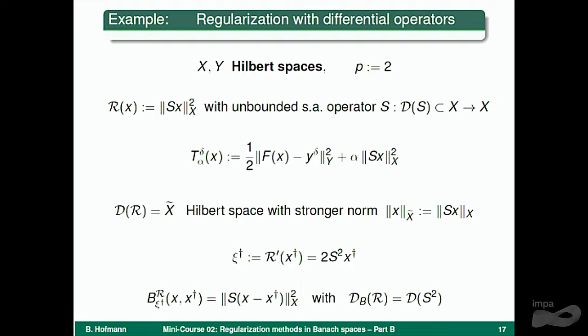Second form of Hilbert space situation: you take instead of the norm here S applied to the norm, and S is an unbounded self-adjoint operator. You can do the same things. The subgradient attains the form that S squared appears here, and this Bregman distance is nothing but this norm difference, but now with this differential operator here. The domain is the domain of S squared here. So in principle, differentiation or penalties of differential form occur in this theory.